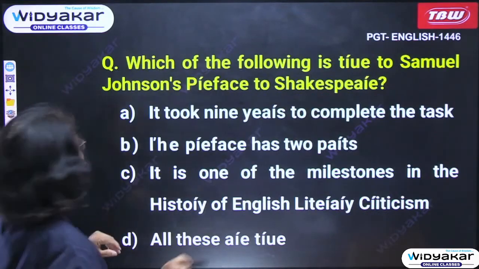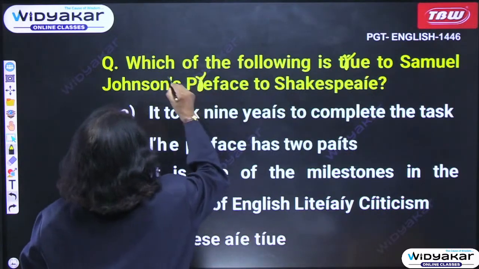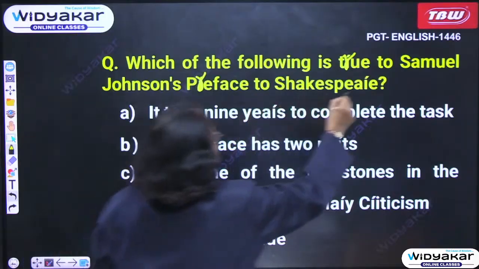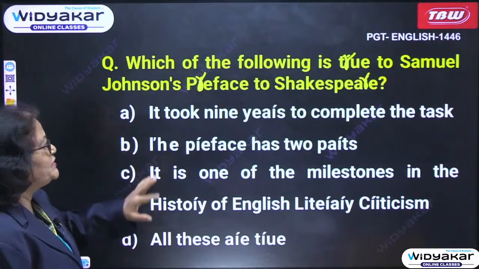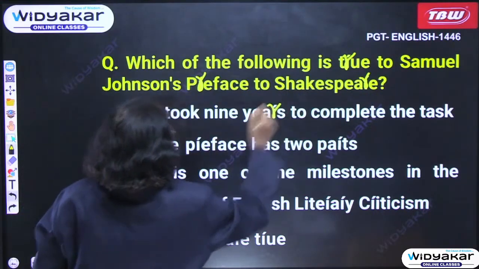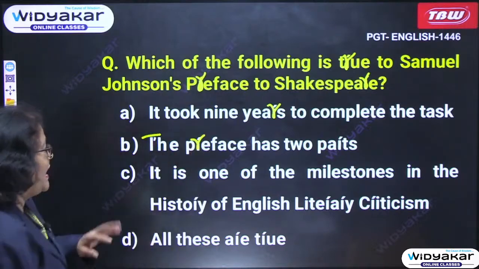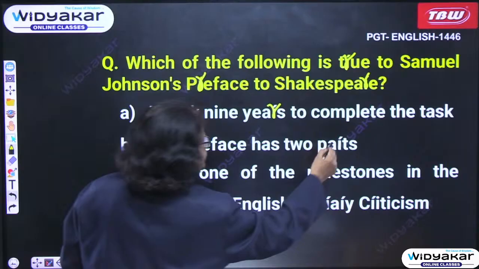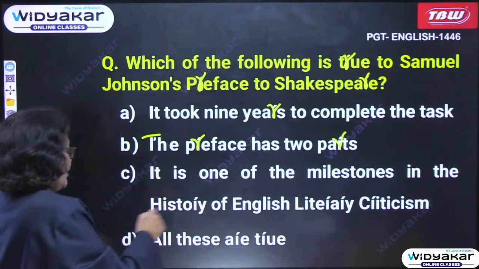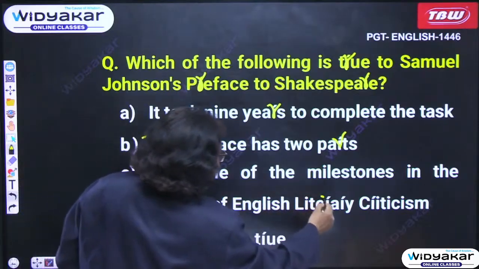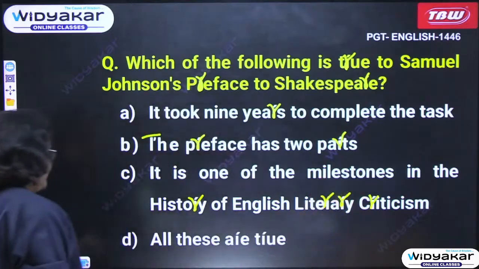Which of the following is true of Samuel Johnson's Preface to Shakespeare? A. It took 9 years to complete the task. B. The preface has 2 parts. C. It is one of the milestones in the history of English literary criticism. D. All of these. Okay.